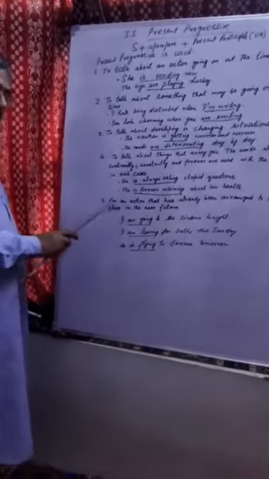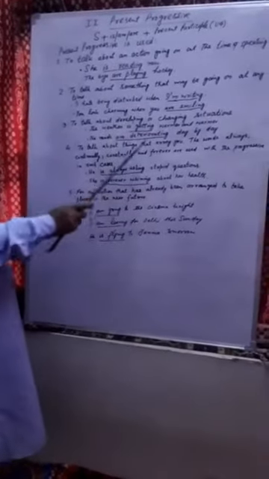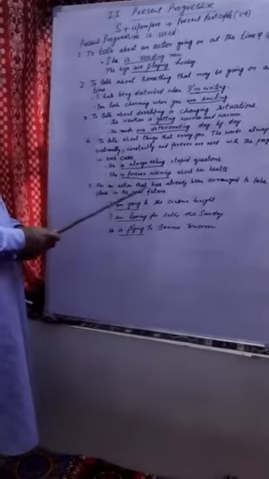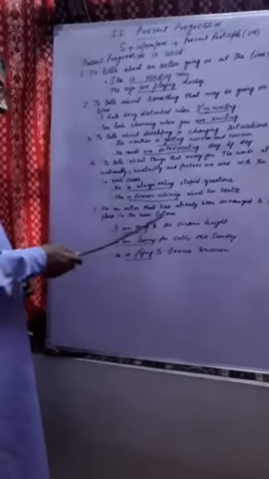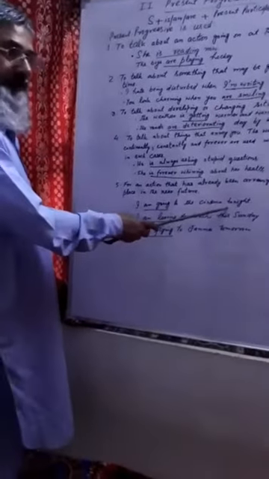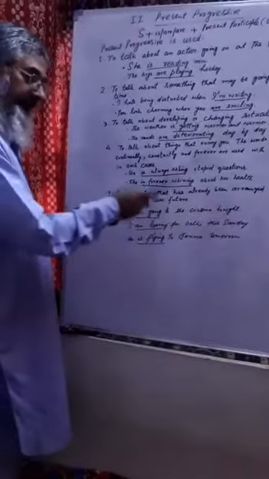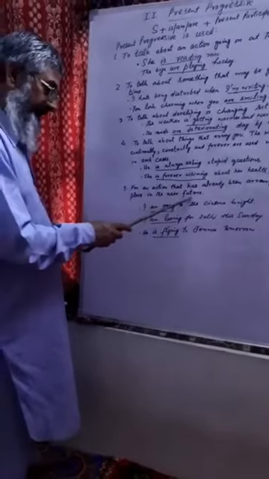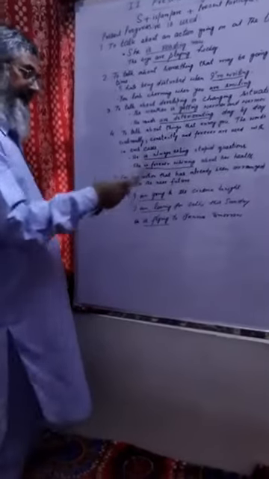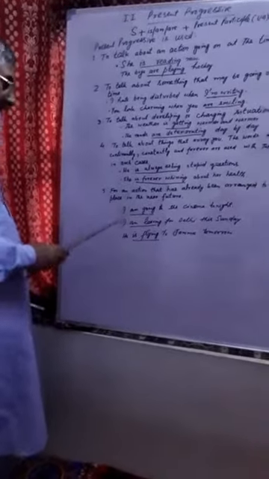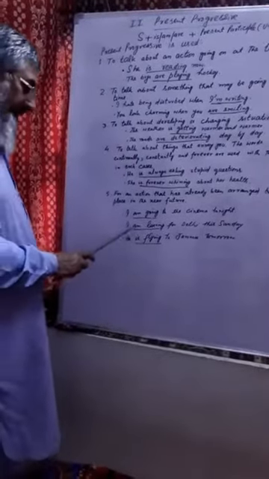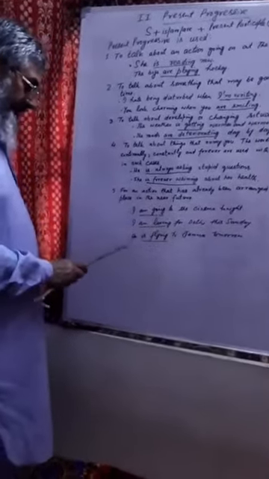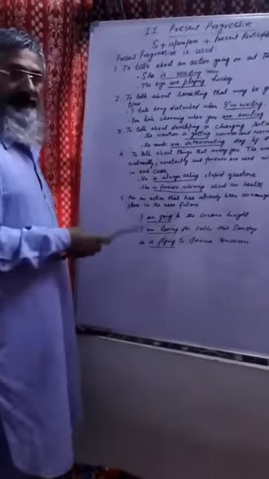And number five, for an action that has already been arranged to take place. Some actions we have already arranged to take place in the near future. For example, I am going to the cinema tonight. I have booked a ticket in the theater. So it is a future event, but near future, and I have already arranged for this. So instead of the future, we use present progressive. I am going to the cinema tonight. Similarly, I am leaving for Delhi this Sunday, or he is flying to Jammu tomorrow.